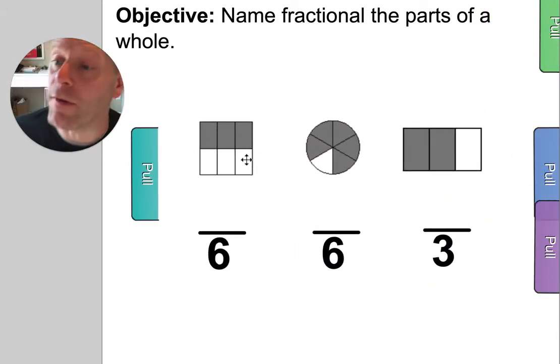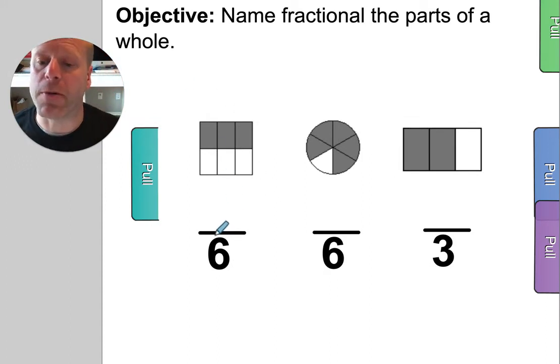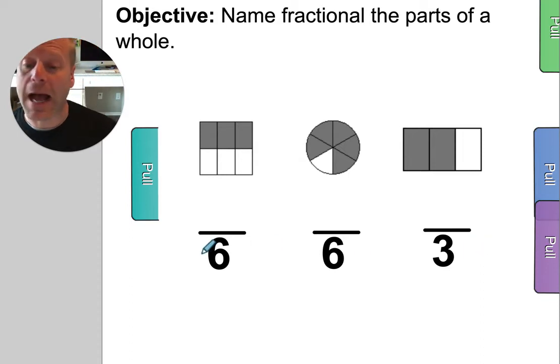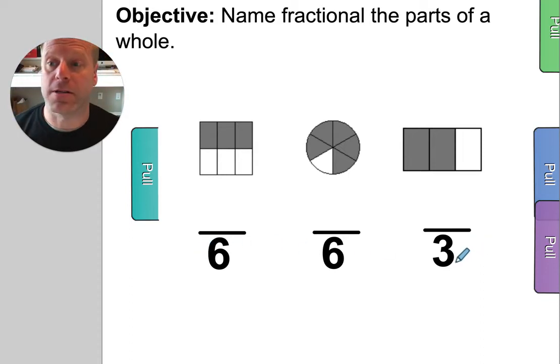All right, so I've already done the denominators for you. Remember, the denominator is when you count all the parts, the shaded parts and the not shaded parts. Count them all. 1, 2, 3, 4, 5, 6. That's why I put a 6 at the bottom. Same here, 6 again. And 1, 2, 3. That's why I put a 3 at the bottom. Those denominators are all the parts.